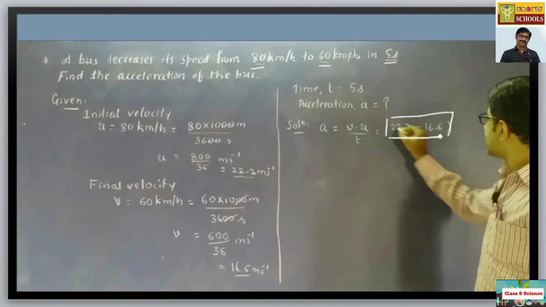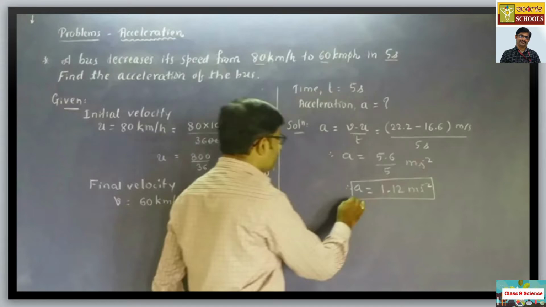I again seek the apology. We need to correct. First, initial velocity will be 22.2 meter per second. V will be 16.6 meter per second. So I have written and gone on solving this. So just ignore these steps. So let's try to solve once again.